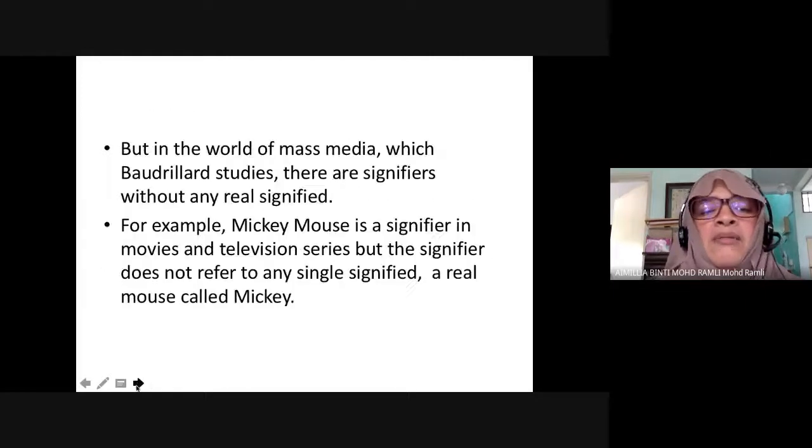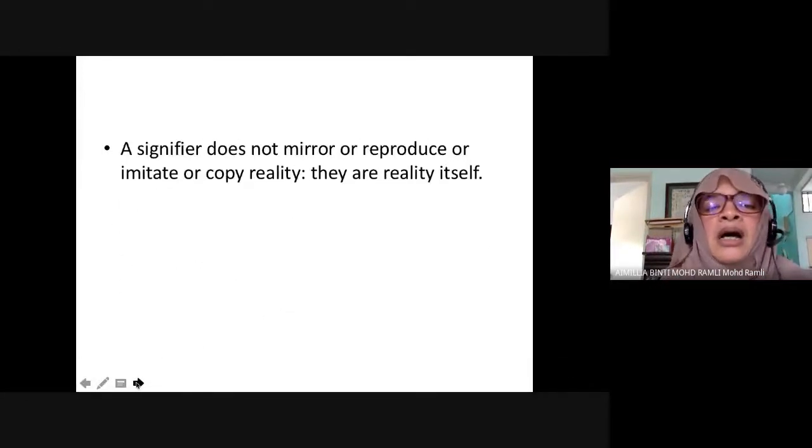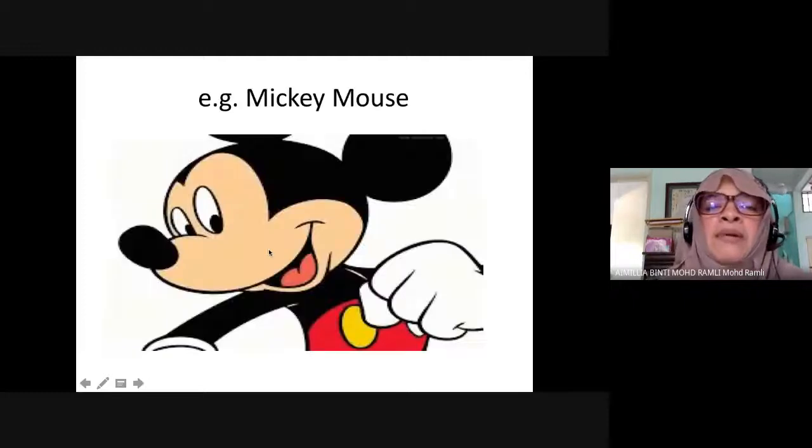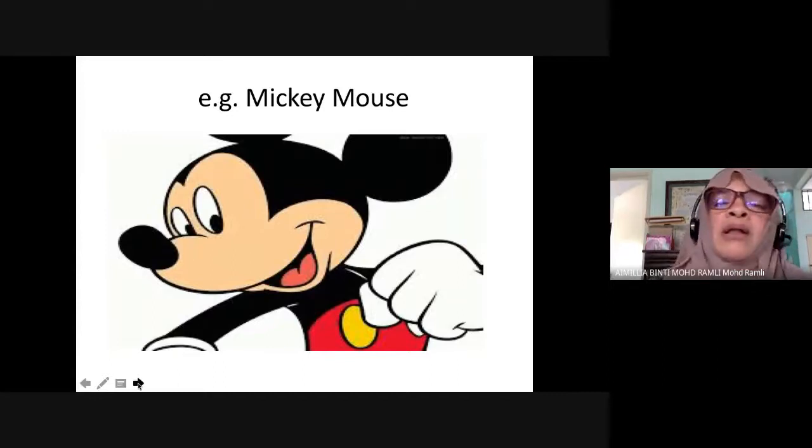But in the world of mass media, which Baudrillard studies, there are signifiers without any real signifieds. For example, Mickey Mouse is a signifier in movies and television series, but the signifier does not refer to any single signified, a real mouse called Mickey. So simulacra are signifiers without any real signifieds. A signifier does not mirror or reproduce or imitate or copy reality, it is reality itself. For example, here, Mickey Mouse. It's a signifier, but there is no signified. There's no real mouse called Mickey.